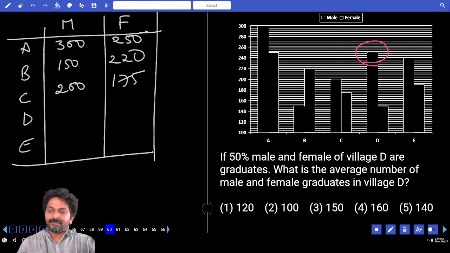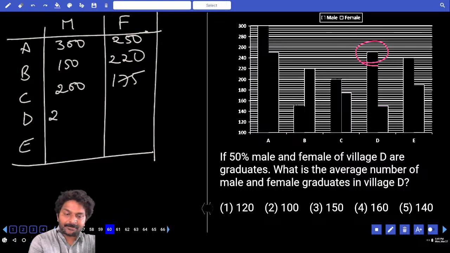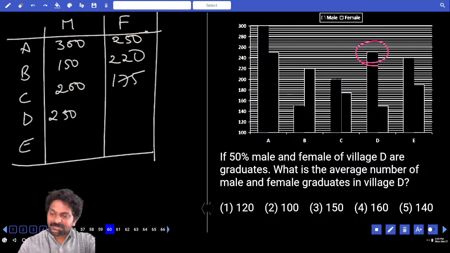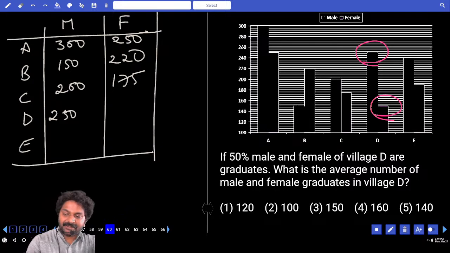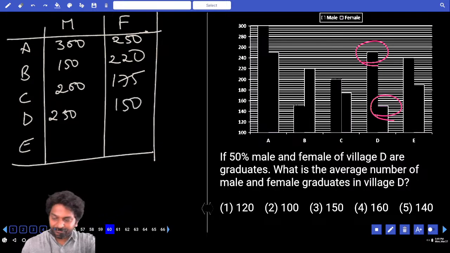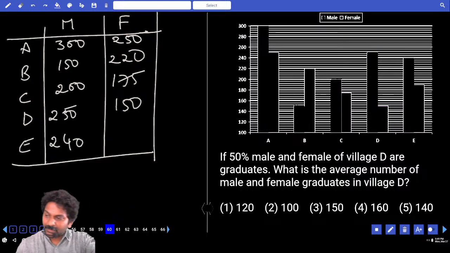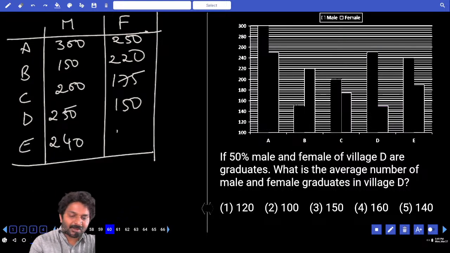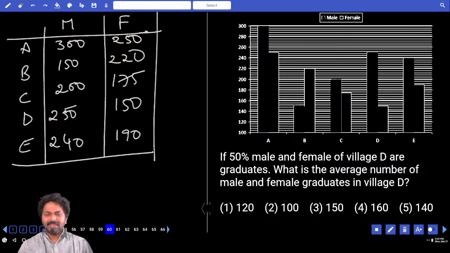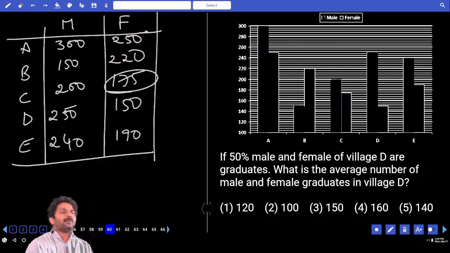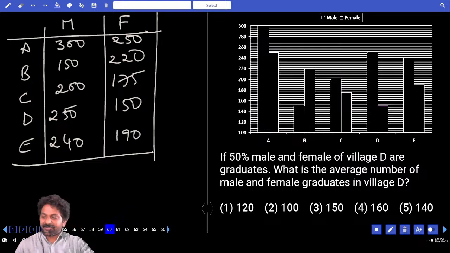This is exactly between 240 and 260. Then it is 250. Next is between these two, 150. Next, 240. And then exactly between 180 and 200, 190. See, all are multiples of 5, so probably that would be 175 only, but not 176. That is common sense that I am using. If I don't get the exact answer, I may treat it as 176 also.